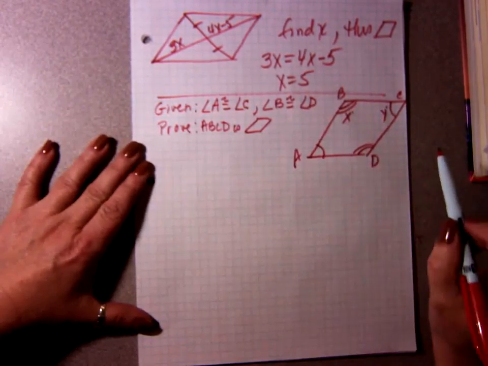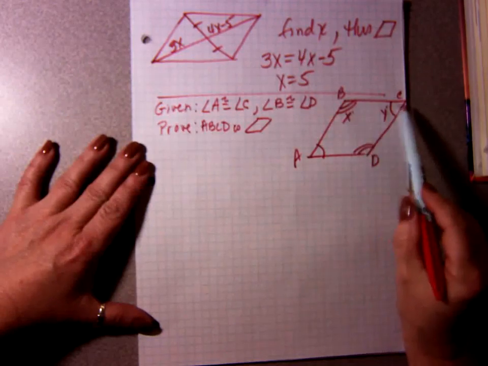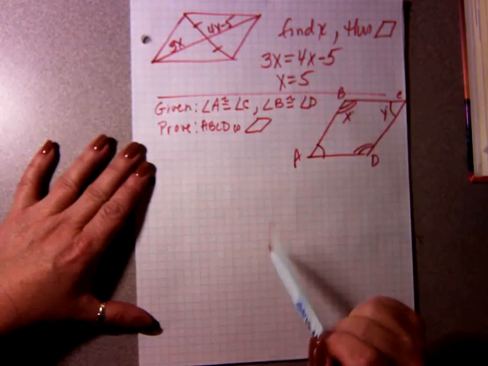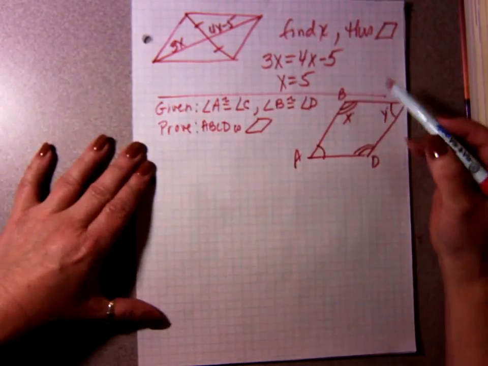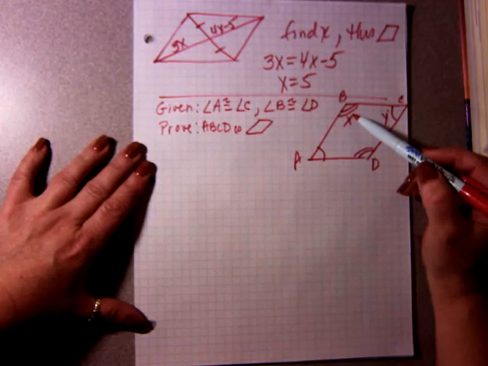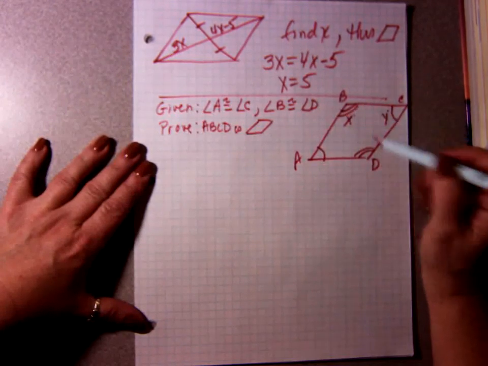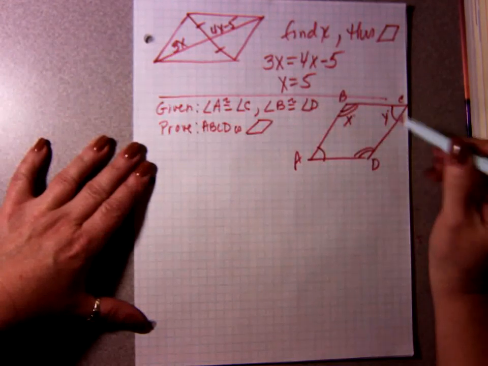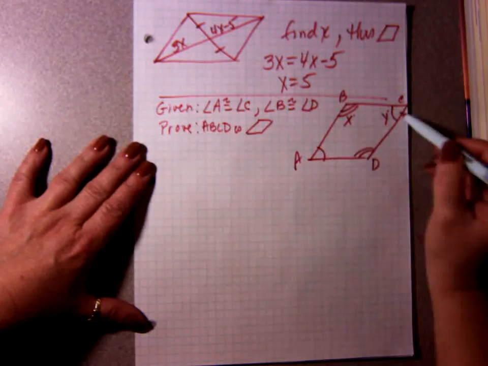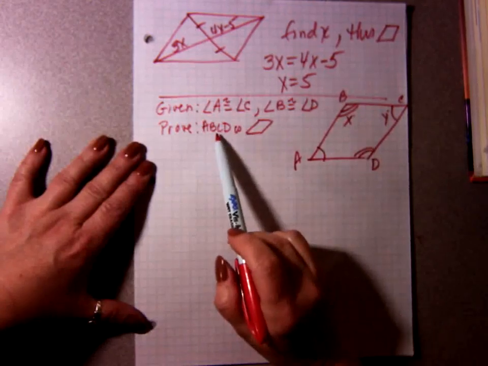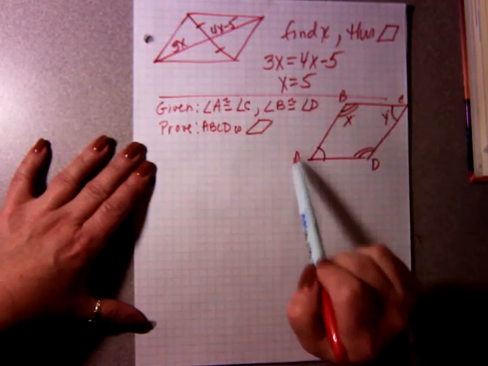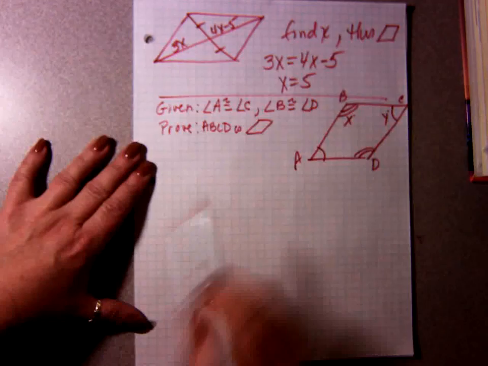So here I have a quadrilateral, and this angle is x. It is by markings congruent to the angle across from it. This angle is y, and it is by markings congruent to the angle across from it. So I actually want to prove that quadrilateral ABCD is a parallelogram.